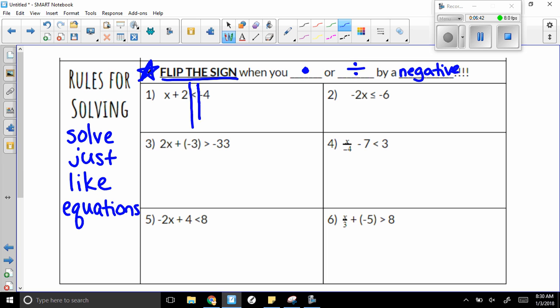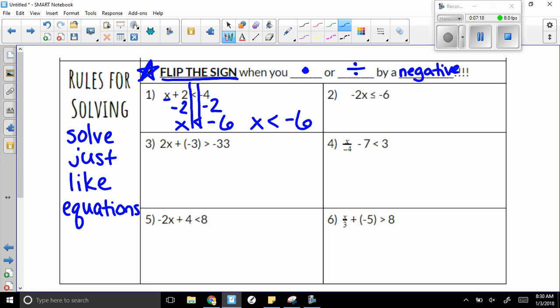Again, I start out by drawing my railroads. You can circle or underline that variable to make sure that's what you're keeping. To get that variable alone, I need to get rid of adding 2, so I'm going to do the opposite and subtract 2. That leaves x. Negative 4 minus 2 gives a negative 6. And when I look for my sign, you only flip it if you multiply or divide by a negative. Well, I didn't even multiply or divide, so I know that sign is going to stay exactly the same. So this solution is all of the values, x is less than negative 6.